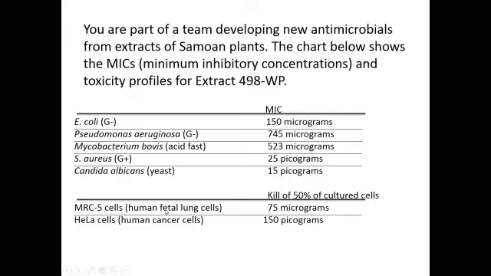I'm going to take a look at my human cell lines first because I want to look at toxicity. So, for the normal lung cells, we had 50% of the culture cells killed at 75 micrograms. So we want to stay away from 75 micrograms because you don't want to kill 50% of your cells in your body. Actually, that wouldn't happen.